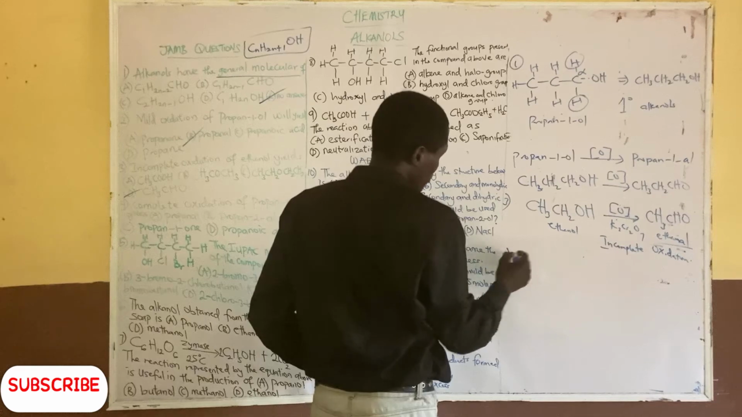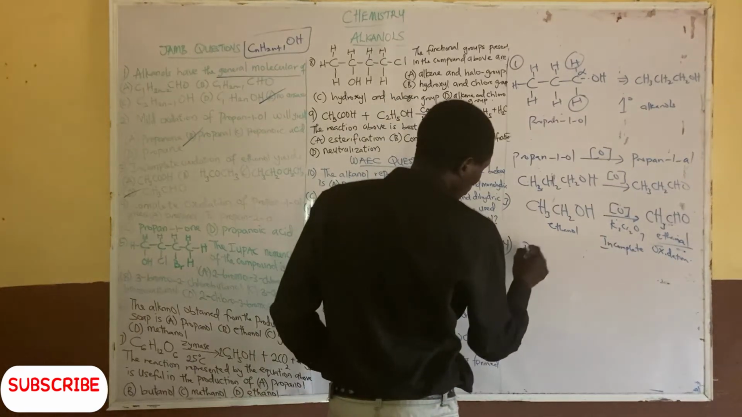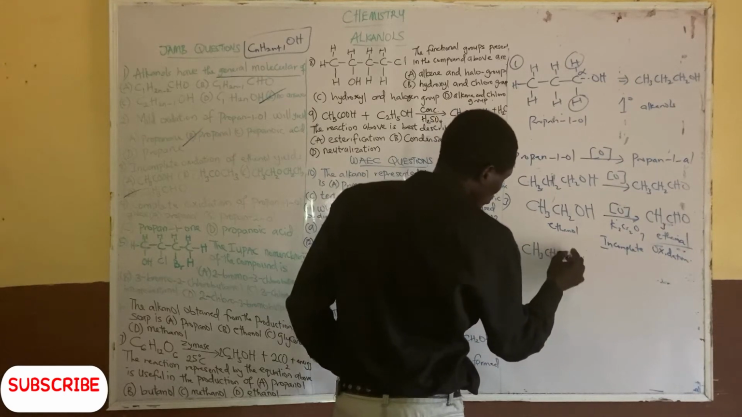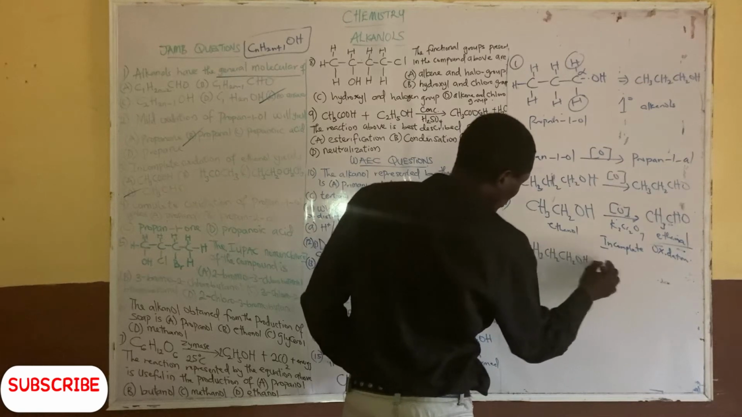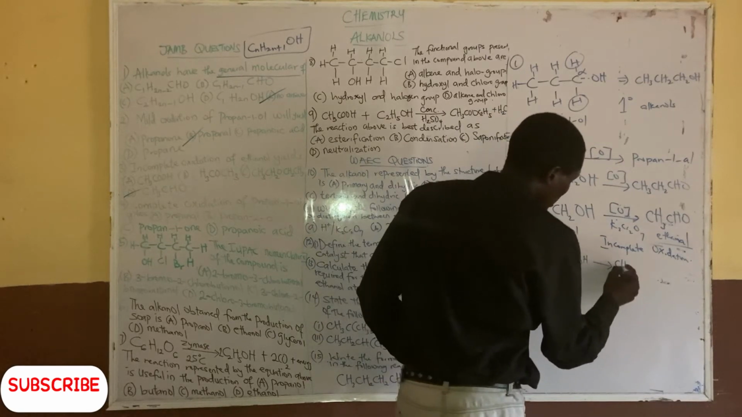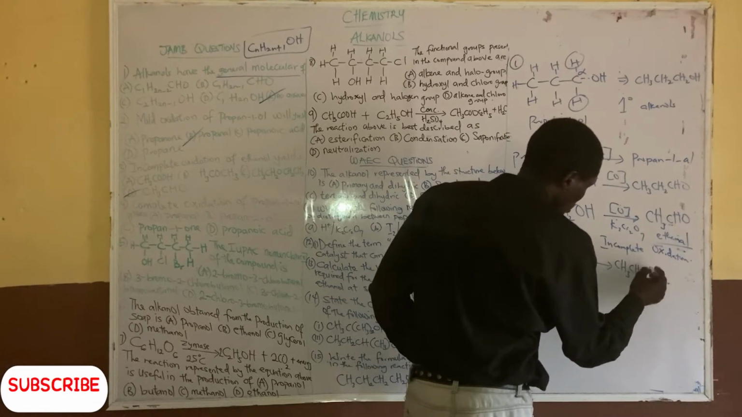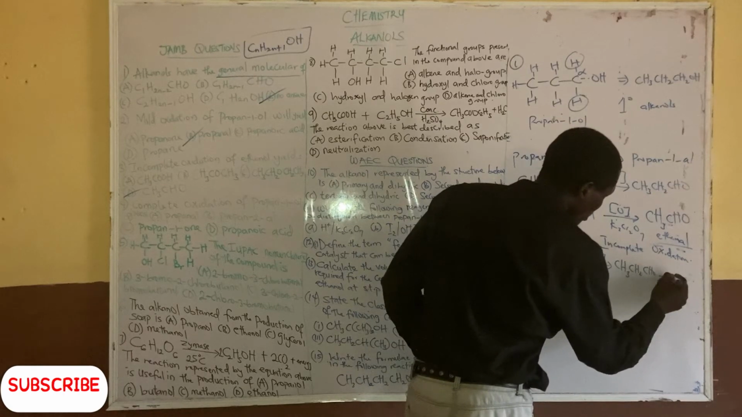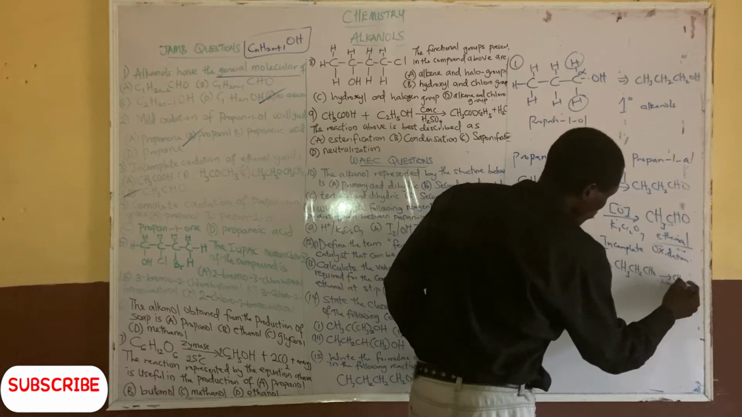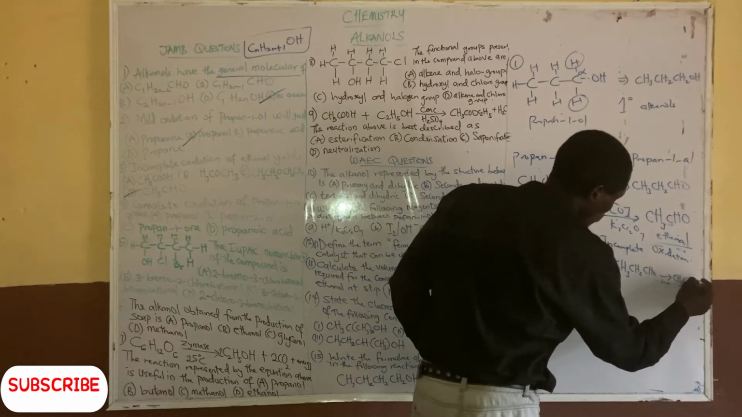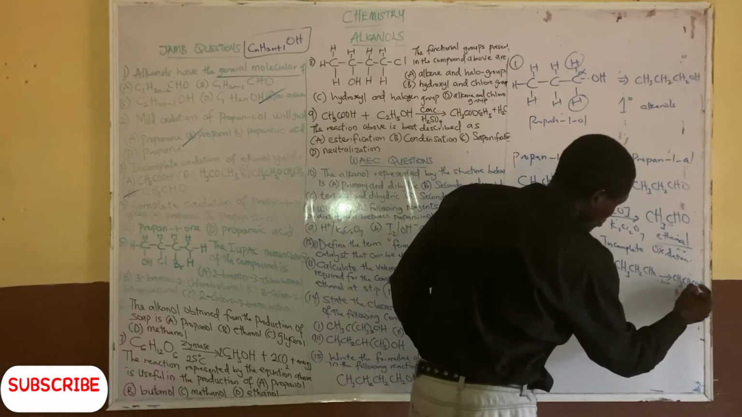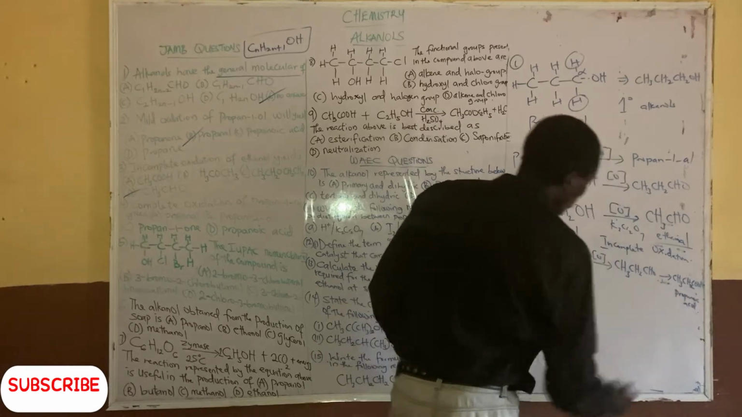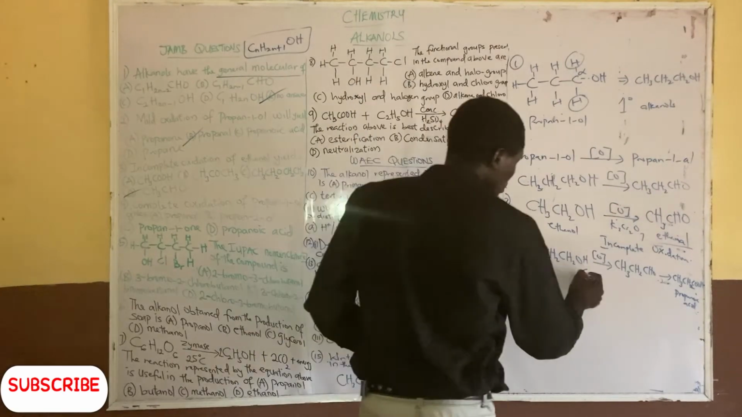Just bring it here in question number 2. Propan-1-ol, which is CH3CH2CH2OH, when it oxidizes, gives us propanal, CH3CH2CHO. Now, this is the symbol for oxidation. When it undergoes further oxidation, it will form propanoic acid, CH3CH2COOH. Please note that this is CH3CH2COOH. This is propanoic acid.